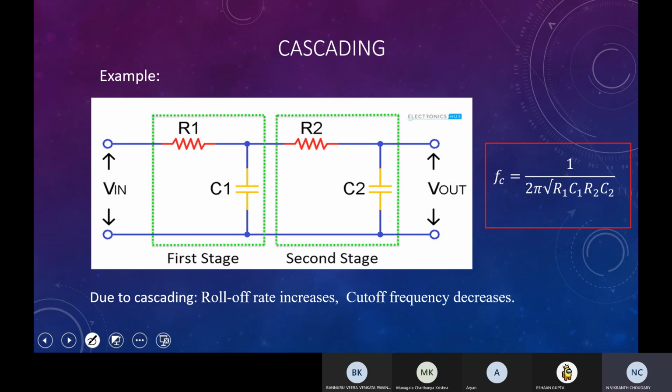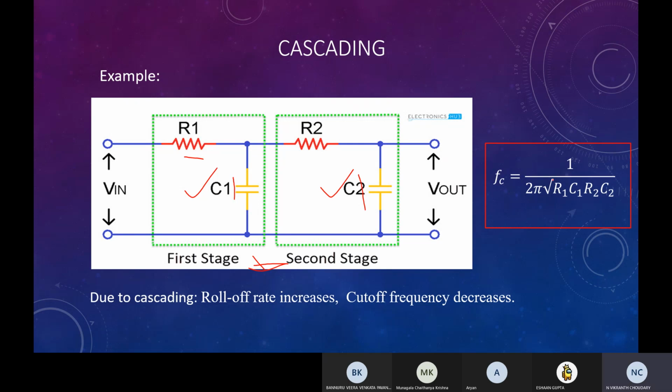So next, cascading. Cascading simply means adding or joining two circuits. A simple example is attaching two RC circuits. Both are low pass circuits because the C is over here and the output is through the capacitor itself. If you join two low pass circuits, each of which is a first order low pass circuit, this will become a second order low pass circuit. And the cutoff frequency for this also changes.